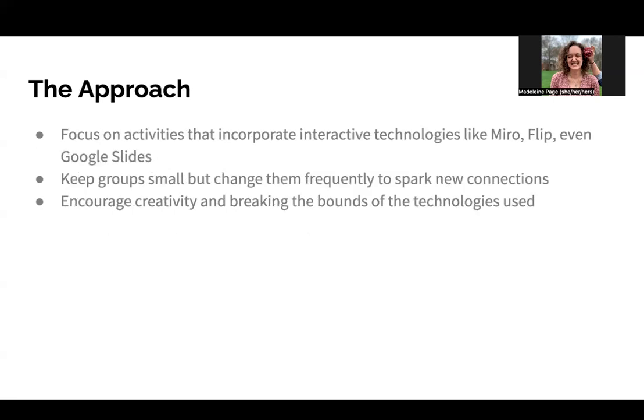So my approach to this problem was to focus on activities that incorporate interactive technologies like Miro and Flip and even Google Slides to get some of that engagement and creativity going, and to keep the group small but change them frequently to spark new connections. So someone might be sharing an idea that they got from the previous group, and someone else has an idea that was similar, and they're able to combine the two into something entirely new. And then I wanted to keep in mind the importance of encouraging creativity and breaking the bounds of the technologies that we're using, because that's the whole point of design thinking, is to come up with some new process.